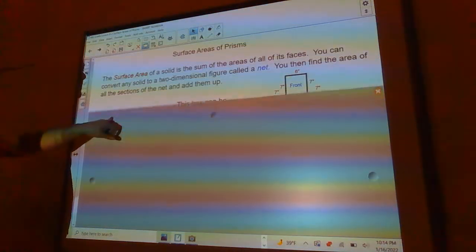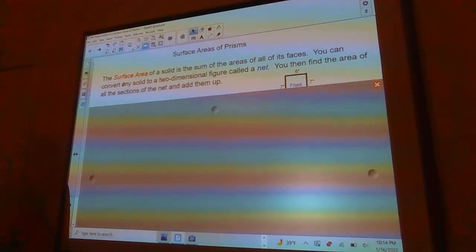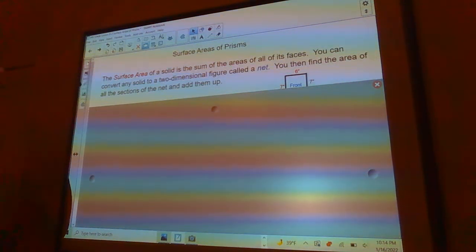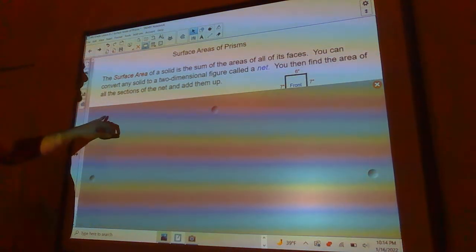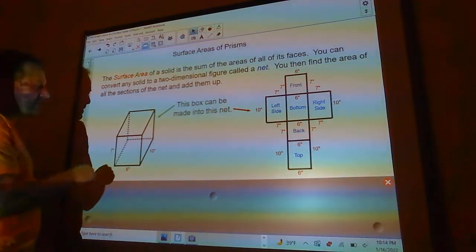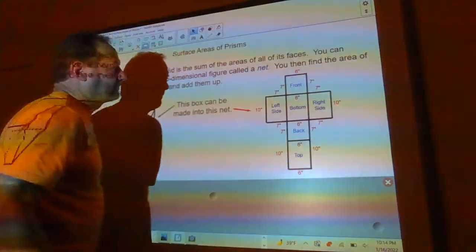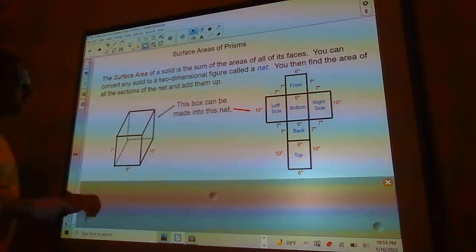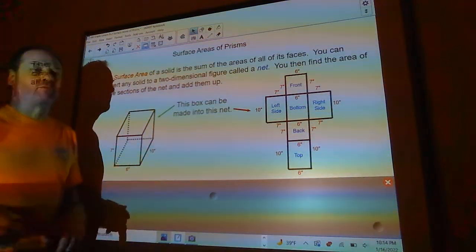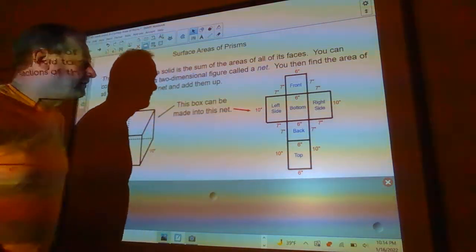Okay, so the surface area of a solid is the sum of the areas of all of its faces. So you can convert any solid to a two-dimensional figure called a net. So here I have a solid. This is a box right here, a rectangular box. And I've converted it to a net over here. So basically what that is, you cut the edges of this thing and then you lay it out flat. It's like taking a cardboard box and tearing the seams so that you lay it out all flat. There's your box right there.